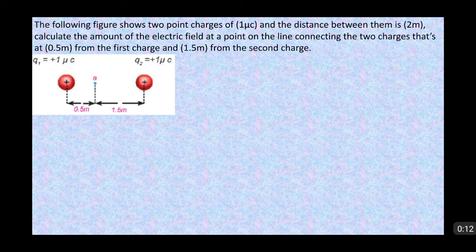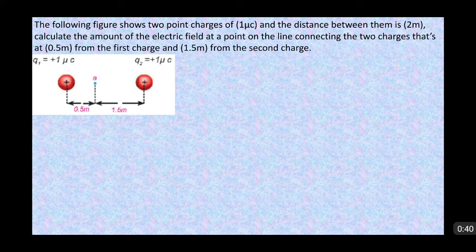The following figures show two point charges of 1 microcoulomb, and the distance between them is 2 meters. Calculate the amount of the electrical field at a point on the line connecting the two charges that is 0.5 meter from the first charge and 1.5 meter from the second charge. It is showing.